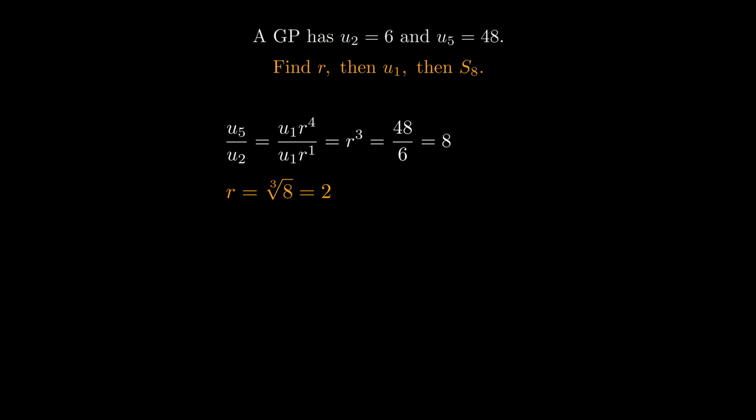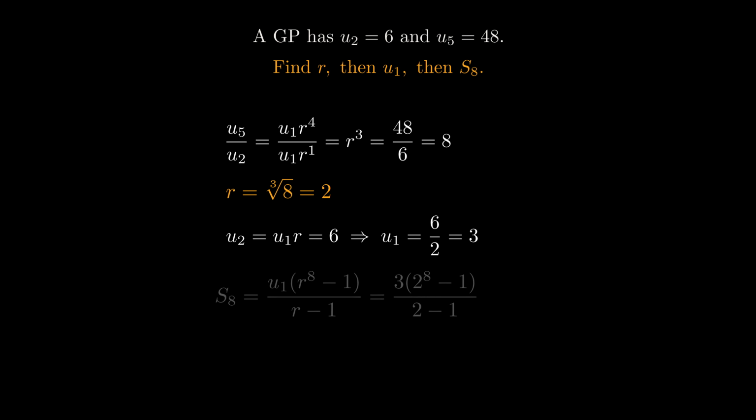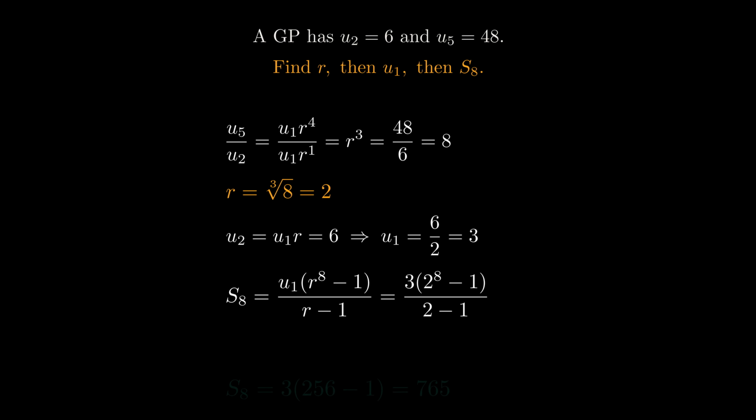Now back substitute. u2 is u1 times r, which is 6. So u1 is 6 over 2. That's 3. Finally, the sum. State the formula, and since r is bigger than 1, I use the r to the n minus 1 form to stay positive. 3 times 2 to the 8 minus 1 over 1. 2 to the 8 is 256. So it's 3 times 255.